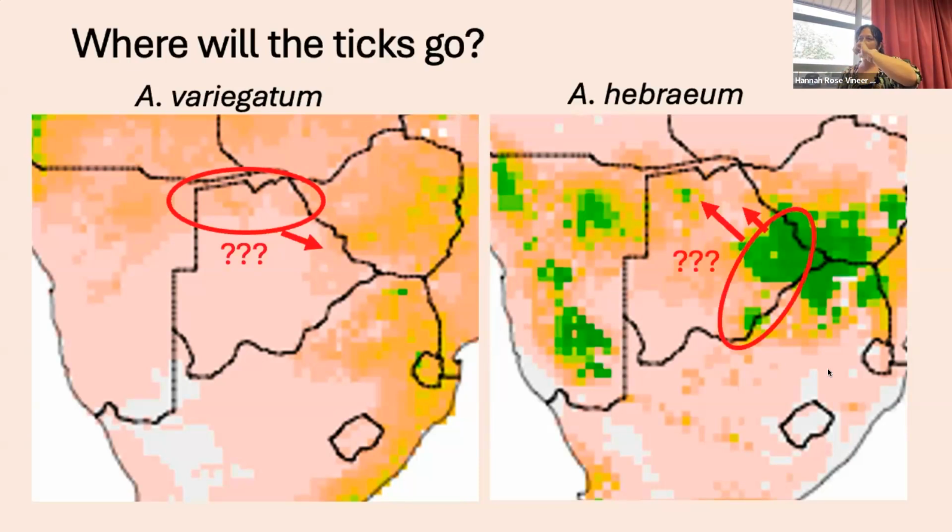You didn't show the soil maps, did you? But just different sort of biotypes that may be geographical barriers for Amblyomma hebraeum.